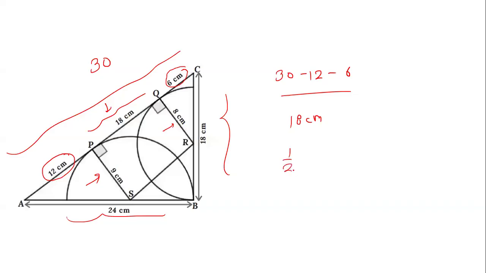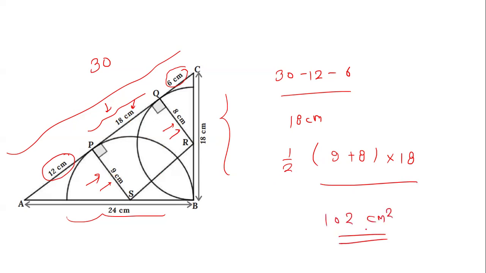Then what is the area of this PQRS trapezium? Half of 9 plus 8 multiplied by 18. So this is 9 plus 8 multiplied by this base 18. The area will come to 102 centimeter square. So we calculated this length and this length, and by applying the trapezium area formula we calculated the area of PQRS. So in this way you can solve. By similarity of triangles and by applying some properties of tangents to circles, we solve this problem.